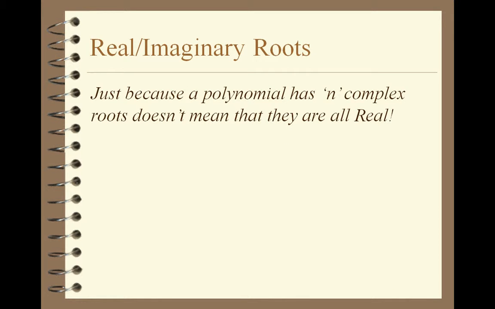Real and imaginary roots. It says just because a polynomial has n complex roots or zeros doesn't mean that they are all real. Basically, sometimes you can find zeros that have an i involved. So it doesn't mean that you're always going to have a nice little number like 2, -2, and 0. Sometimes your zeros are going to end up being 3i or i square root of 2. Those are not real.